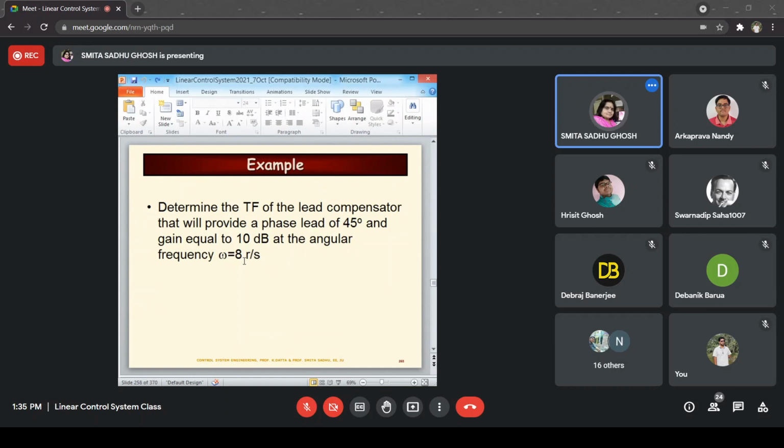So for our problem, we have phi c, the desired phase lead to be obtained from the compensator, specified as 45 degrees; MC, the gain to be obtained from the compensator, which is 10 decibels; and the frequency where the compensator is to be placed, omega c, given as 10 radians per second. Those are the given things.